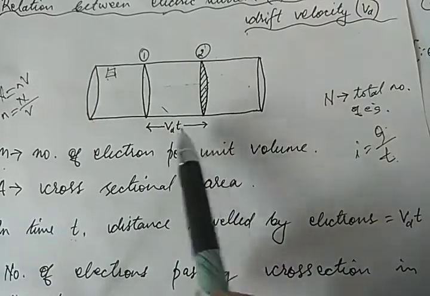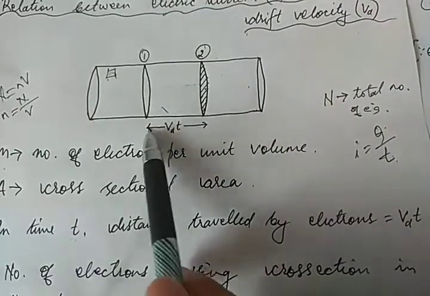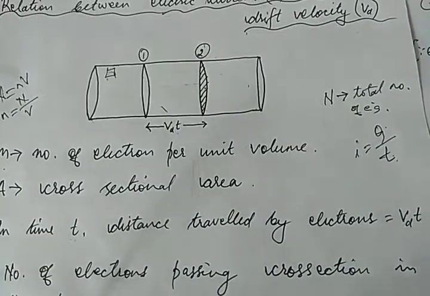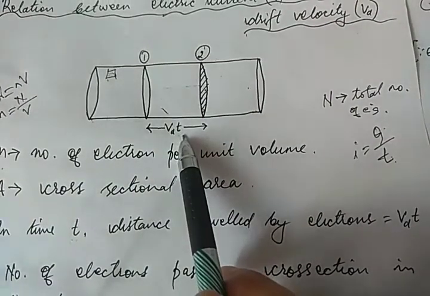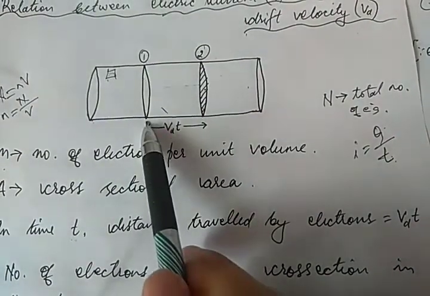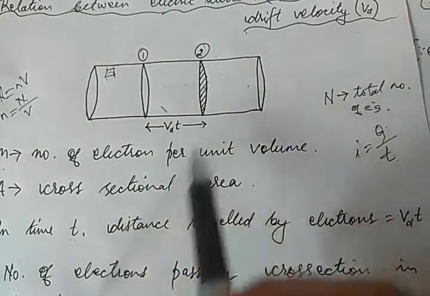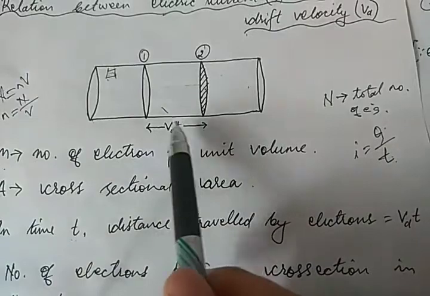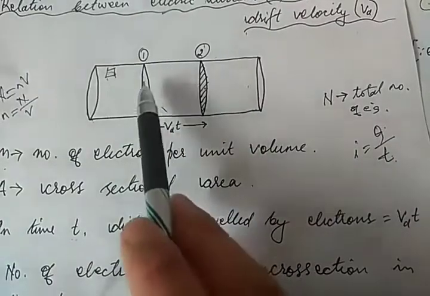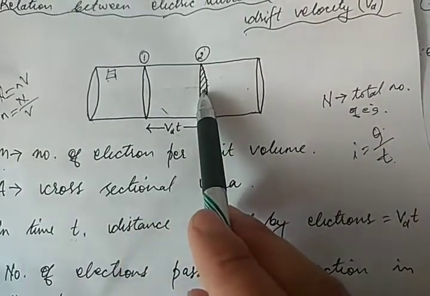Say for example, let us assume that Vd t is this distance. So in time t, the distance that the electrons are traveling is this much. Understand this very, very clearly. It's very important for you to understand this. So in time t, the distance traveled by the electrons is Vd t from cross section 1 to cross section 2.